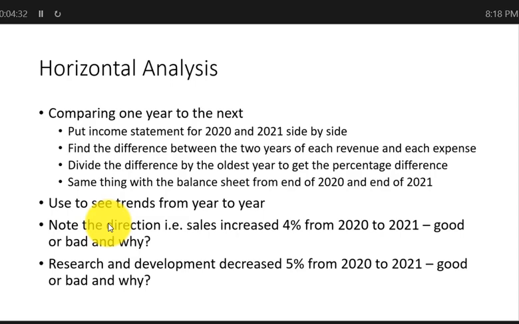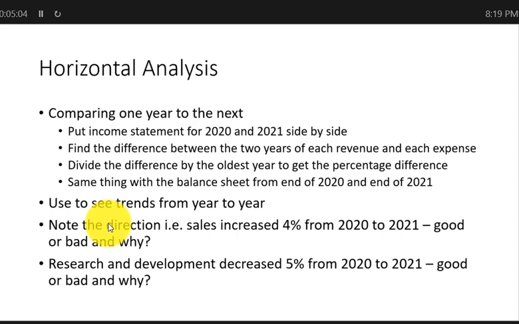So when we write about it or talk about it or try to understand it, we're going to note the direction. Like, for instance, sales increased 4%. Is that good? Is it bad? Why? From 2020 to 2021. If everybody else did 4%, then that's okay. But if everybody else went down and we were still able to increase it by 4%, that's really good. If everybody else went up 10% and we only went up 4%, then that's not so good.